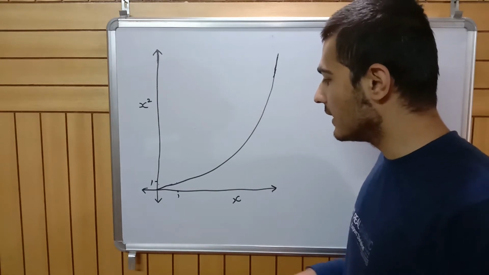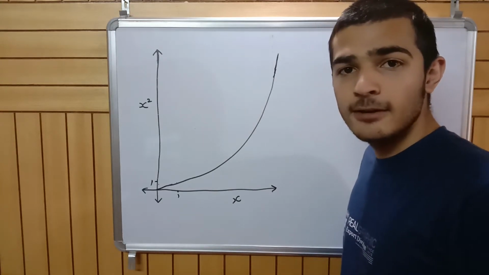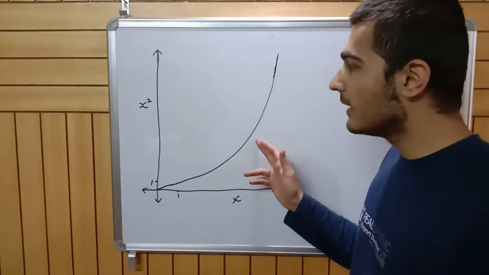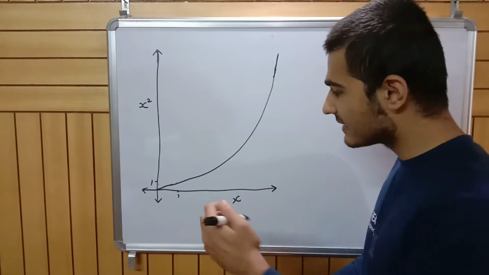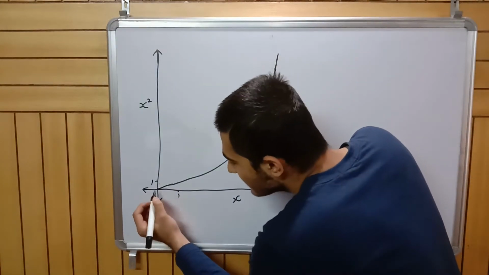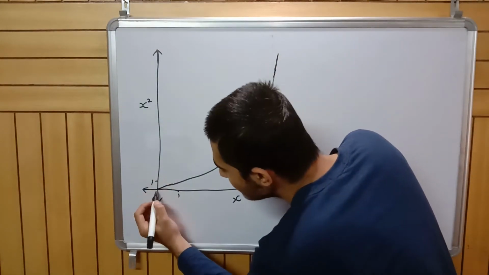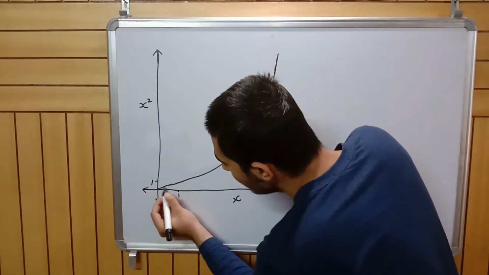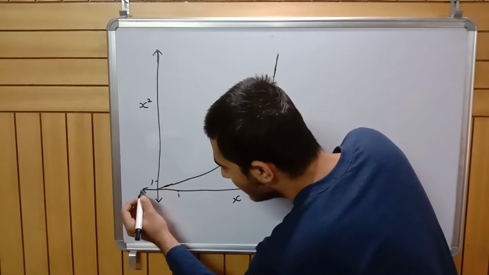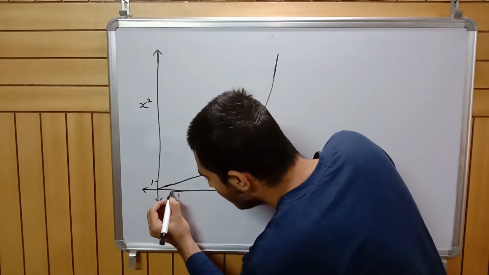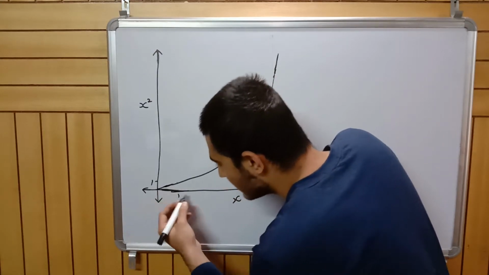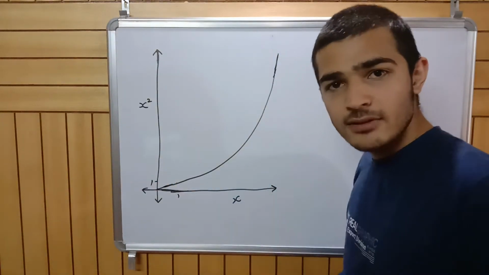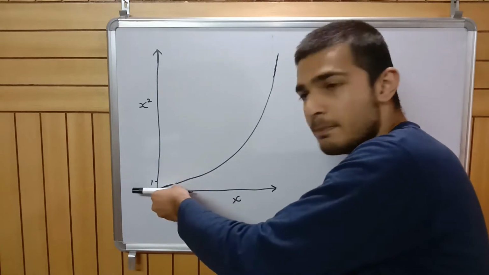Now, if I have to plot a derivative function of this, I first need to find the derivative at various points. So let's start by taking the easiest point, which is x equals 0. At this point, you can clearly see that if I draw a tangent, the tangent will be overlapping on the x-axis. So this will be my tangent here. And such a tangent will have a slope of 0, obviously, because it is parallel to the x-axis.